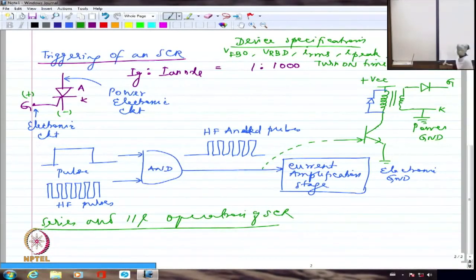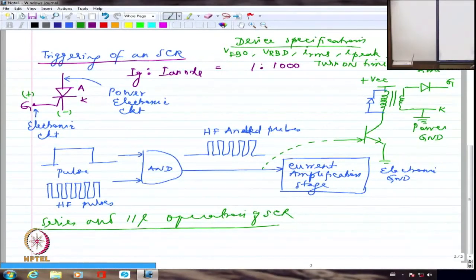Then there will also be turn off time, because turn off is not easy. We are going to look at that also, but turn off is going to be difficult. Which means if the recombination takes 50 microsecond, 100 microsecond, am I enabling the device to completely recombine? So that is essentially specifying what is the turn off time.